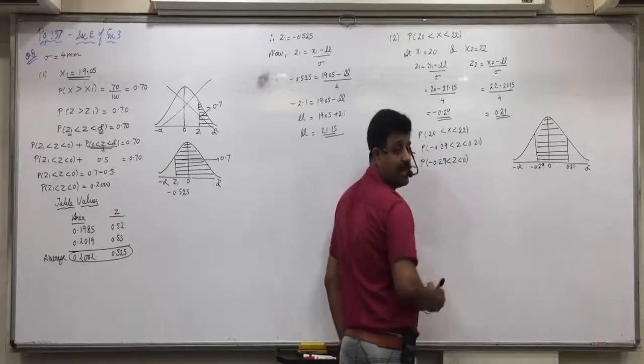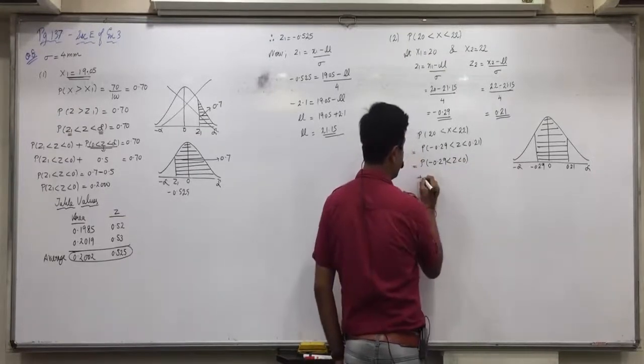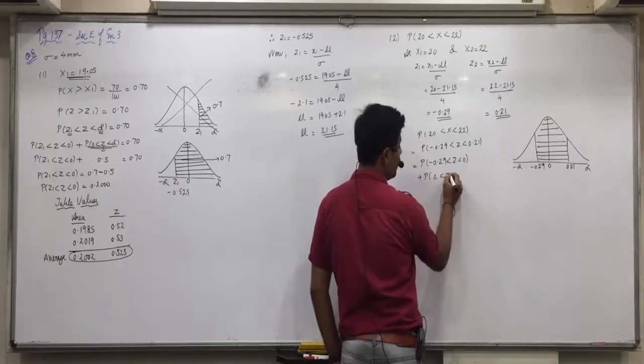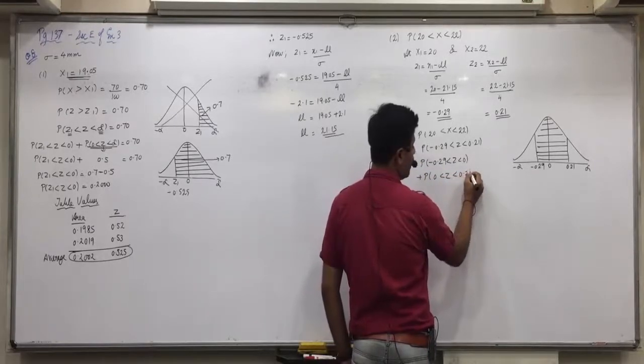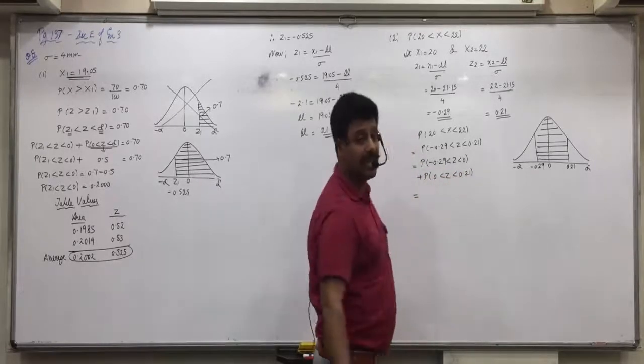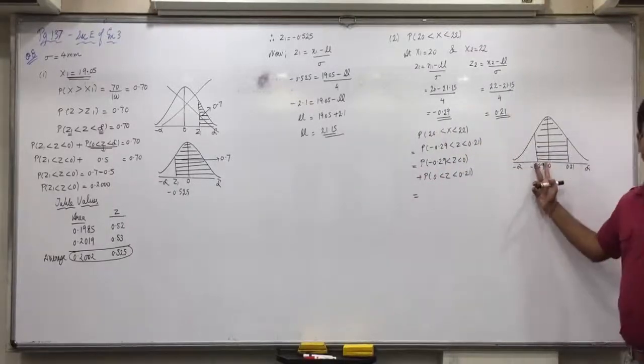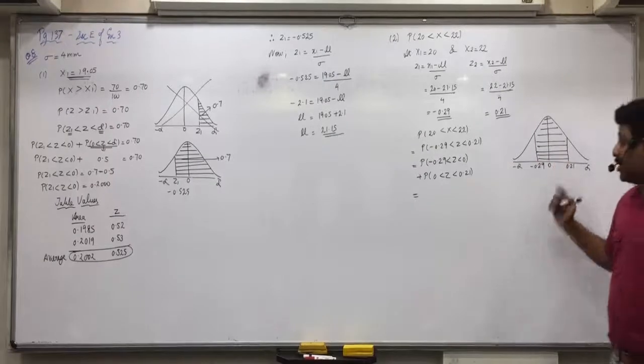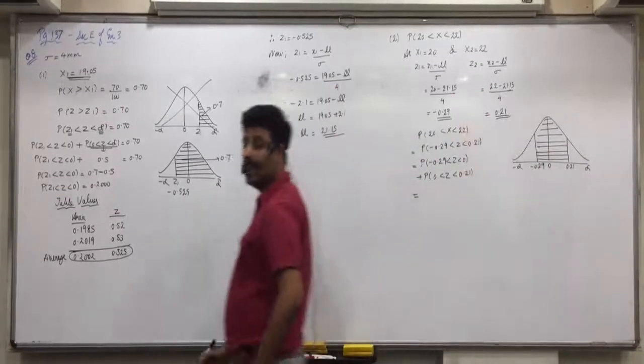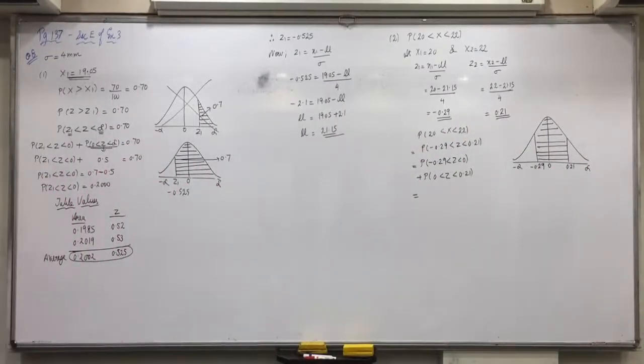We need P(-0.29 < z < 0) plus P(0 < z < 0.21). We will do the sum of the area from minus 0.29 to 0 and from 0 to 0.21. So in the table, first we'll see for 0.29.